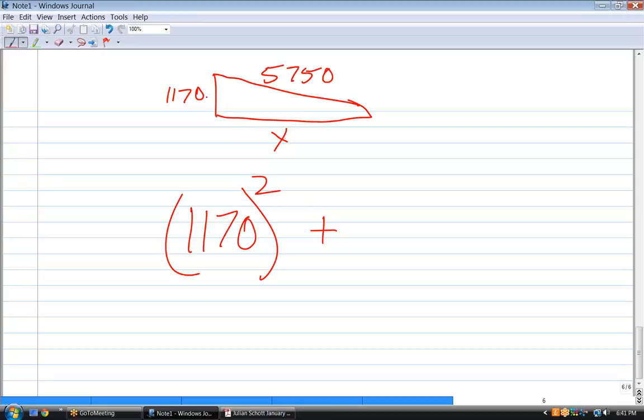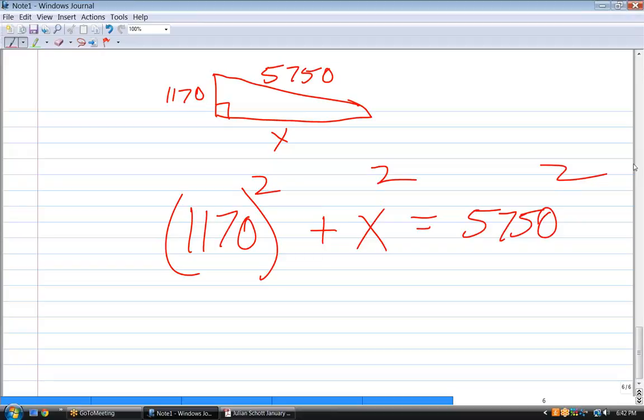No, it's the sum of the two small sides. In other words, the hypotenuse is always the biggest side. So the sum of the squares of the two small sides equals the square of the hypotenuse. Okay? So as long as you know the Pythagorean Theorem, you can always solve these.